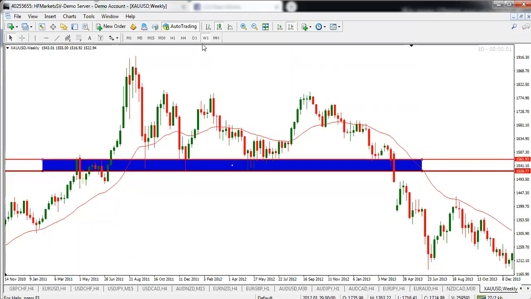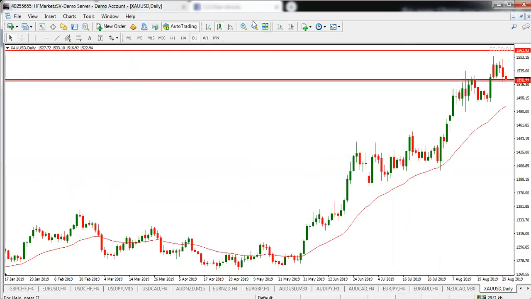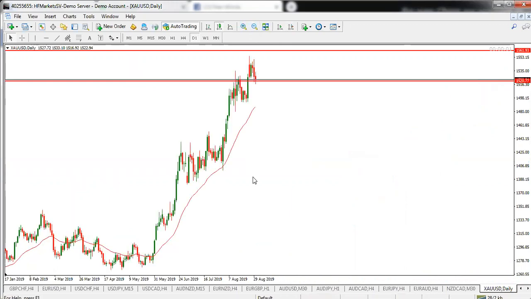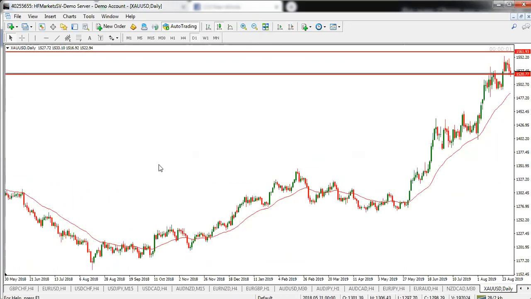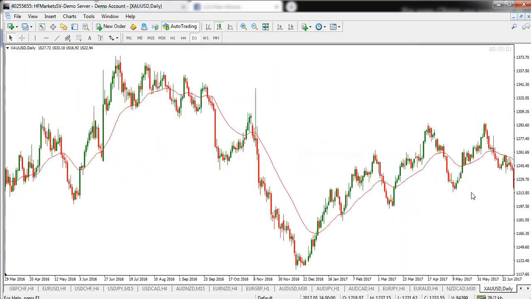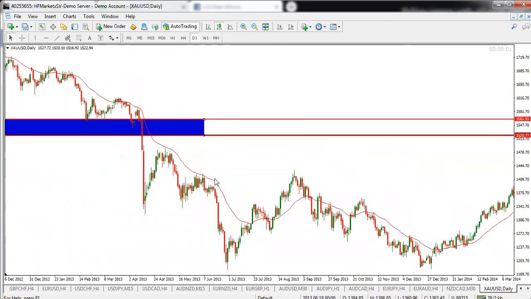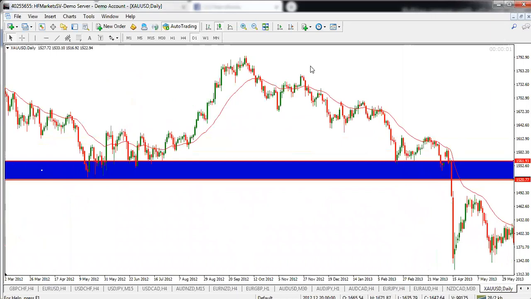A weekly chart is a dangerous chart for a day trader. You need to work with something you can. So I'm looking for our zone on daily charts. I hope I find it quickly. Okay, this is our zone.